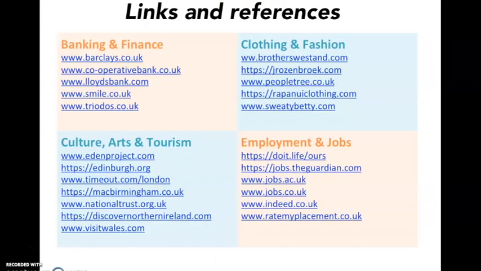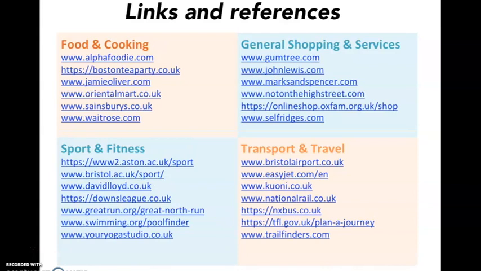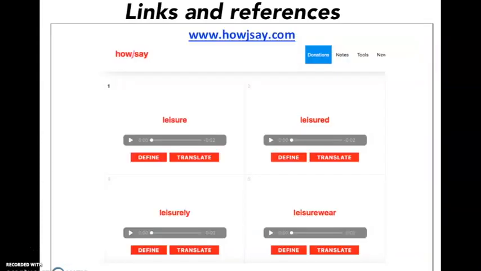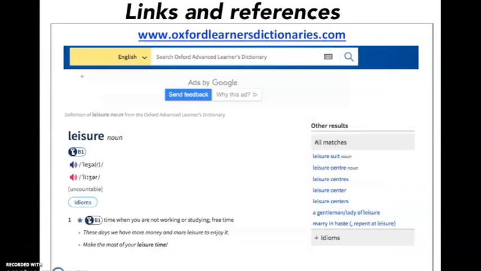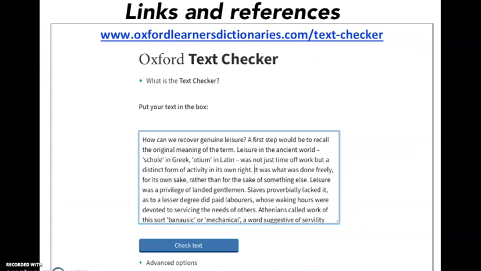Here again are the lists of recommended websites you might want to explore for all the different vocabulary areas. And here are the websites I mentioned for pronunciation. HowDoYouSay.com, translating from English to French and French to English, WordReference.com, the English Dictionary from Oxford, OxfordLearnersDictionaries.com, and connected to the Oxford Dictionary is the Oxford Text Checker.